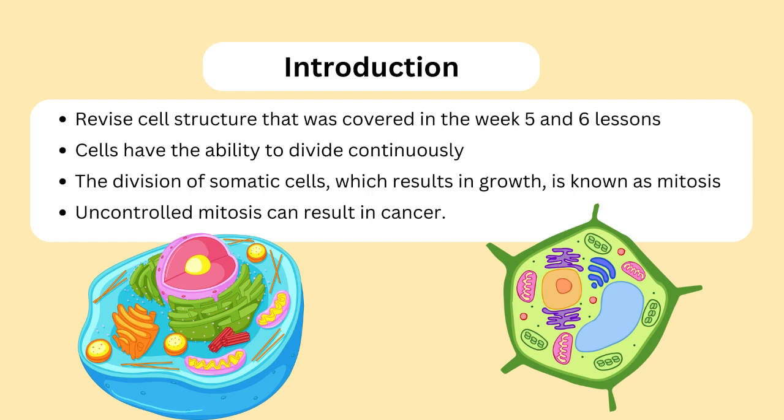Introduction. A revised cell structure that was covered in the week 5 and 6 lessons. Cells have the ability to divide continuously. The division of somatic cells, which results in growth, is known as mitosis. Uncontrolled mitosis can result in cancer.